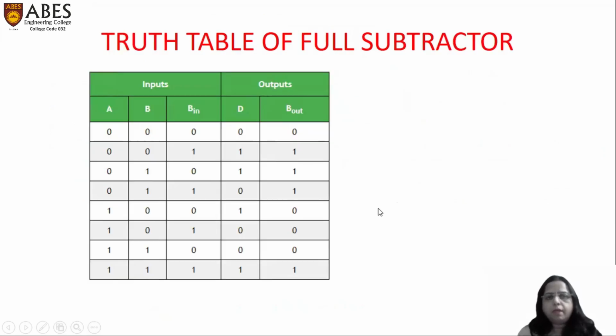Again, to implement the circuit of the full subtractor, first of all, we will discuss the truth table of a full subtractor.